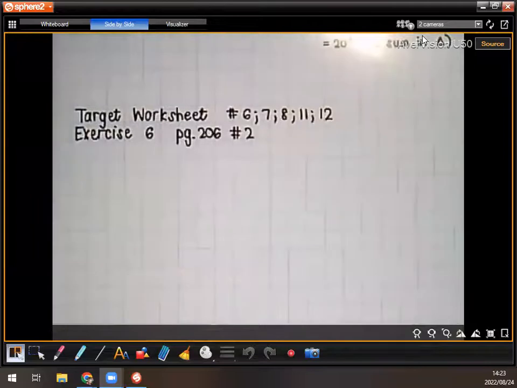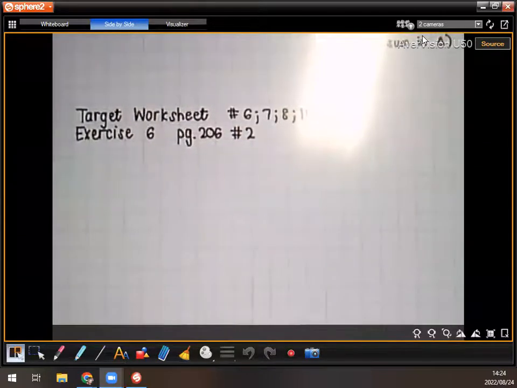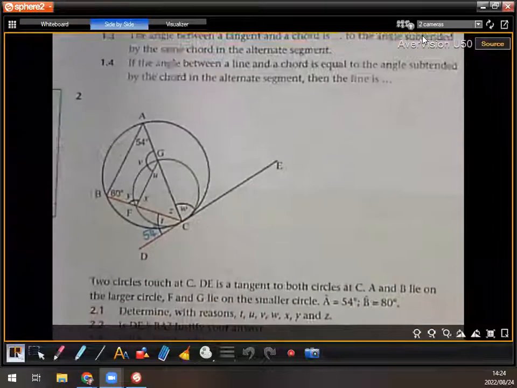It's just working with tangents basically. And then they're asking you, is this line parallel to this line? Give a reason. I can put number 2 on the board for you, but the target worksheet I just hand out to you. It's difficult to put that on the board. Just quickly write that down so that you know what you are meant to be doing. Then I'll put number 2 on the board for you.